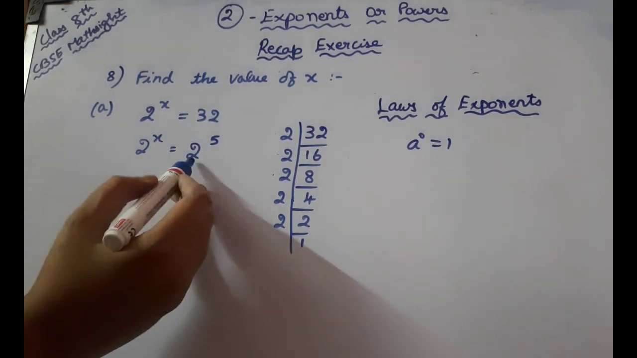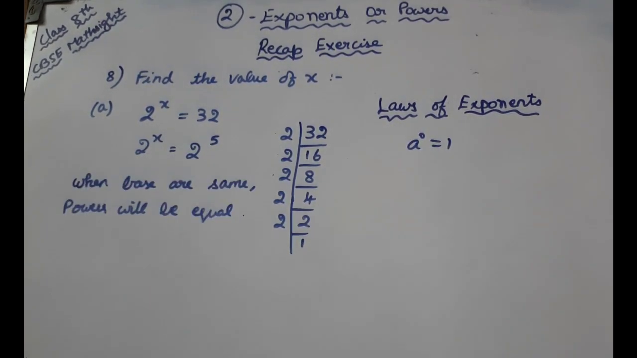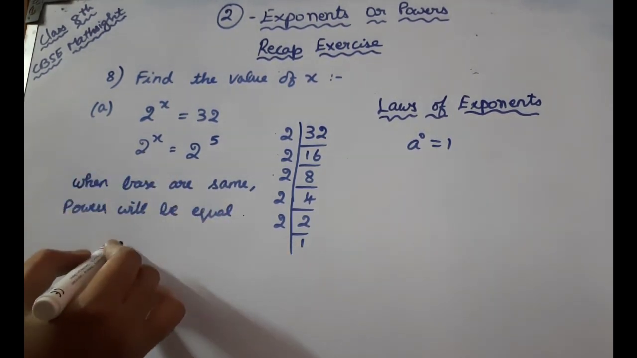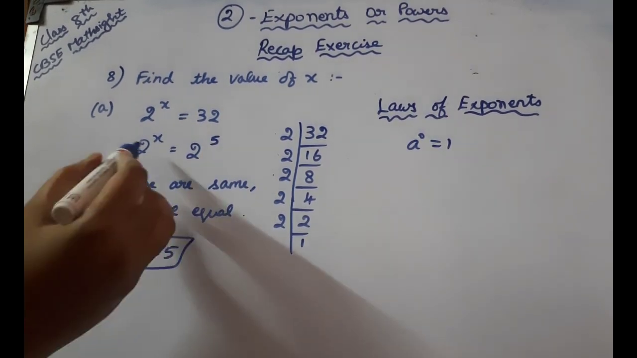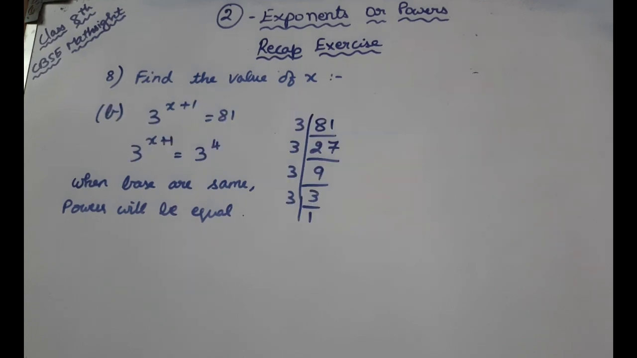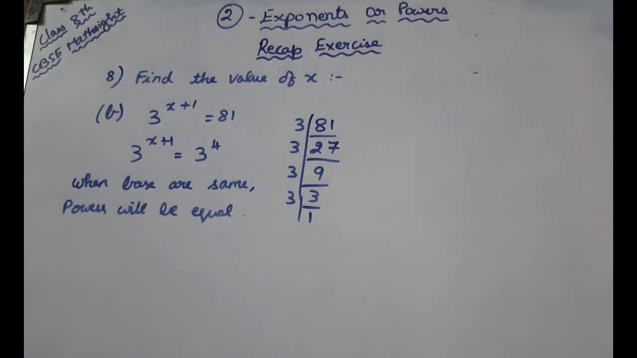So when bases are same, the power will also be equal. So we can take the base and write the power, which implies x is equal to 5. So x is equal to 5. Going to see the second sum in 8th Roman letter. 3 to the power of x plus 1 equal to 81.